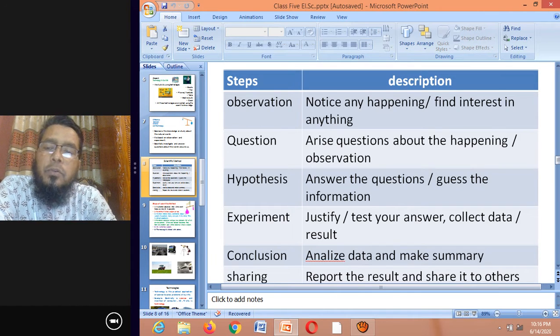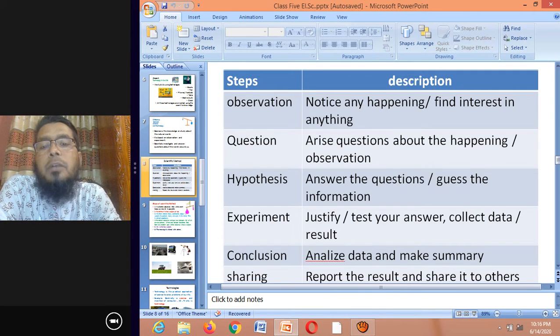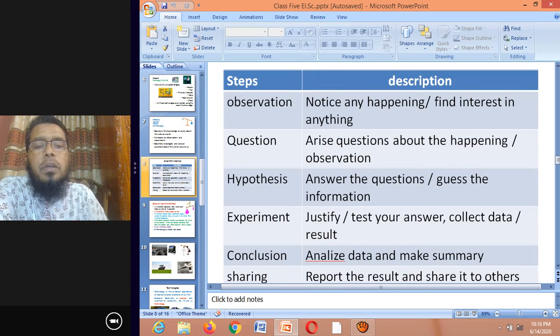And out of those questions, the scientist or that person tries to find an answer, that is called hypothesis. So answering the questions and gauging the information, this is called hypothesis.